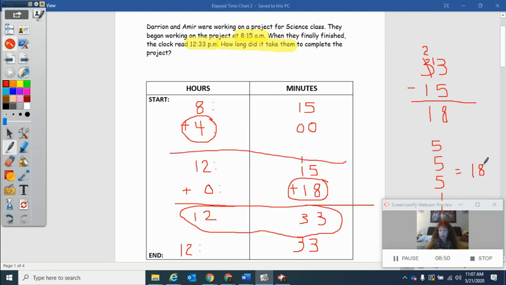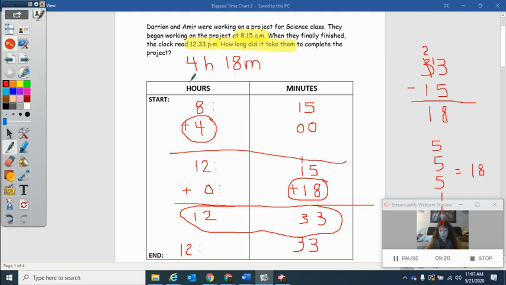So how long did it take for them to complete the project? Well, my answer is 4 hours, 18 minutes. So I can write that out, 4 hours, or you can abbreviate it 4H, 18M. Okay. All right, that's one example.